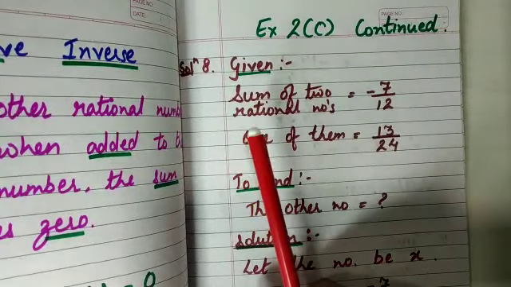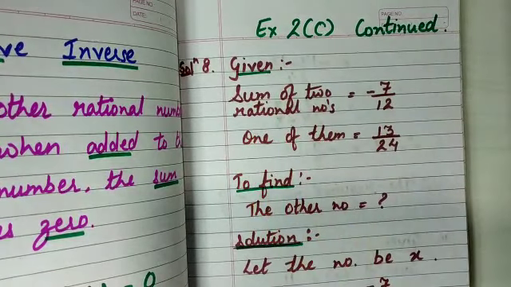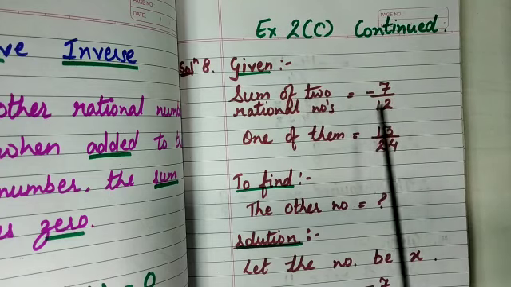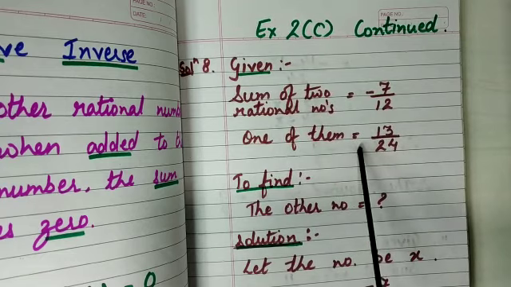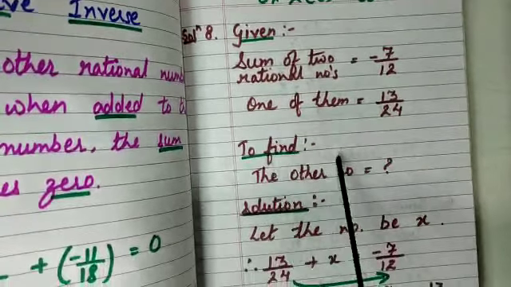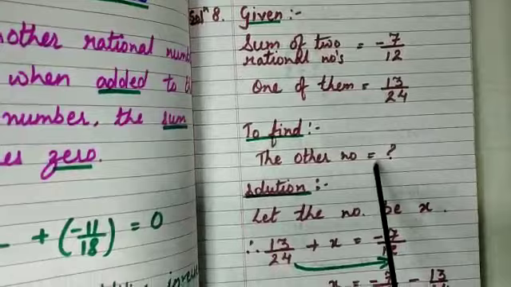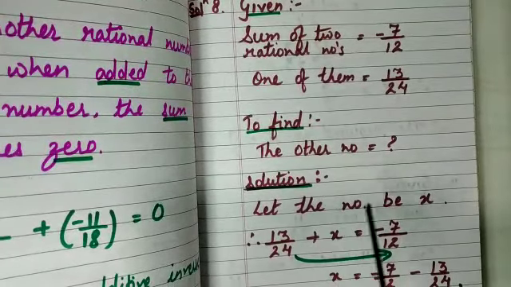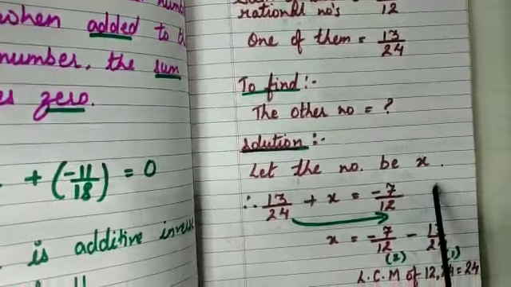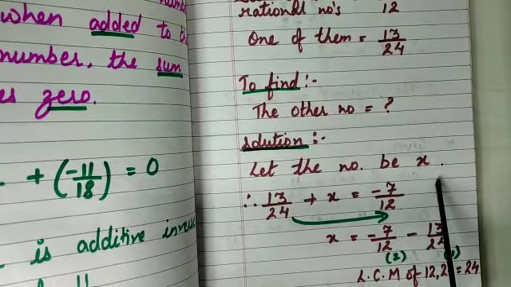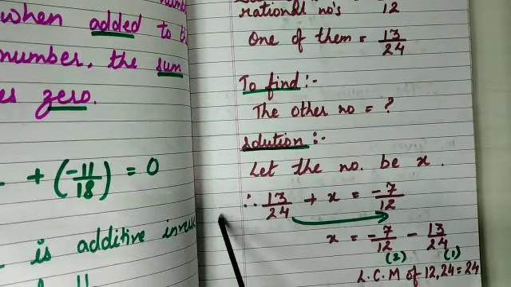So what is given here is the sum of two rational numbers is minus 7 upon 12. The sum is minus 7 upon 12, and out of that one number is 13 upon 24. In to find, you will write, you need to find the other number. So what do we do? We'll apply the algebraic method over here. I assume my unknown number as x. Then follow the algebraic expression.